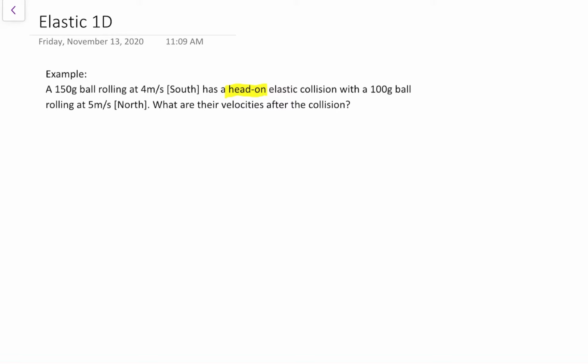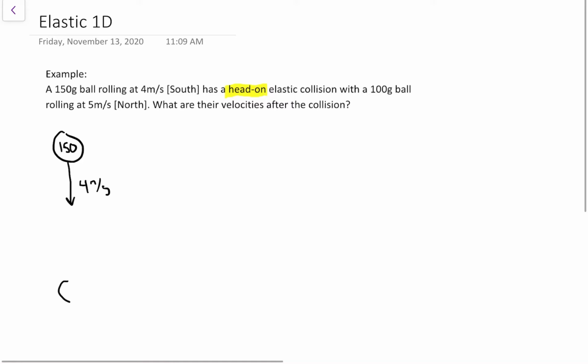As always, I'm going to doodle a little diagram. I'm going to predict which way I think the things are going after the collision, and then we're going to work through our math. If we guess our directions wrong, the math will tell us as we work through, so it's not critical that we get it exactly right in our diagram. For this one, we've got a 150 going 4 straight south, and a 100 going 5 north.